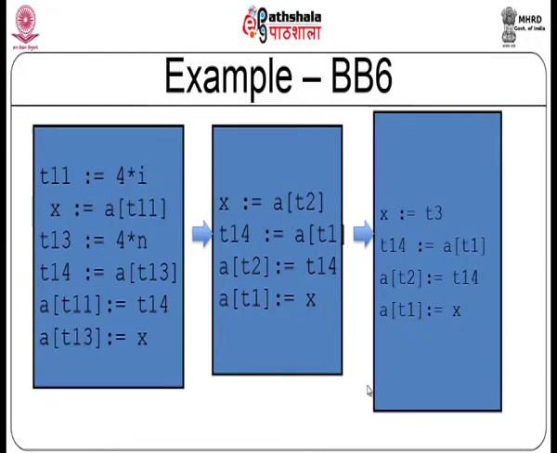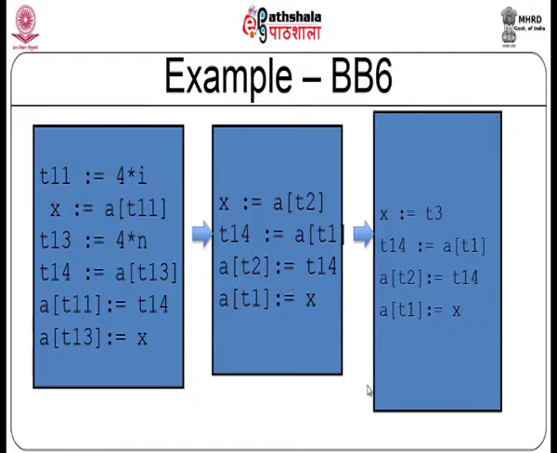Similarly for block B6, 4 into I is available from block B2, which we said is nothing but T3. So I can say here x is equal to A of T2, and 4 into n is computed in block B1, which is nothing but T1. Therefore T14 is equal to A of T1, and so is the case with A of T2 is equal to T14 and A of T1 is equal to x.